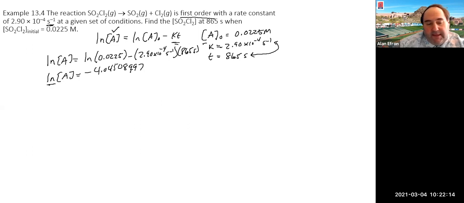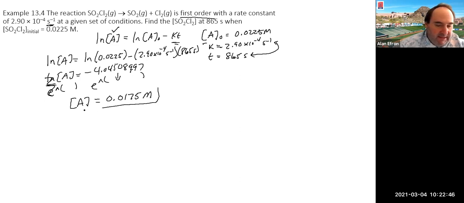Hopefully you know, but just in case you don't, to get rid of the natural log over here, we pretty much need to take the e^x on your calculator of both sides. When you take e of this side, that just goes away, and we end up with A. And if you take e of the other side, we end up with 0.0175. It is a concentration, so we do need the molarity there.